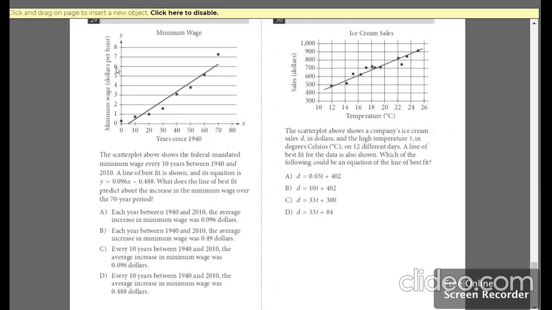The information that is given to us is a linear statistics question. We have data with year since 1910 as x, horizontal, and this is the vertical, minimum wage in dollars. As you can see, as x increases, y is also increasing. What does the line of best fit say about the increase in the minimum wage over the 70-year period? If you just look at the equation itself, they have given the constant, that is 0.096. That is the best answer for this one.